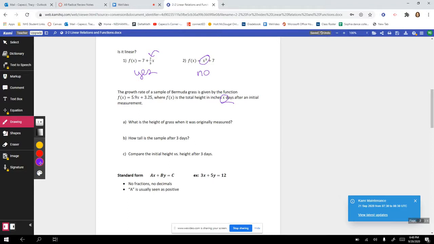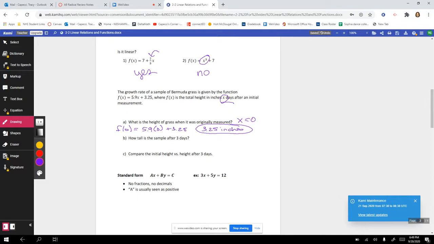Well, when it's originally measured, we know that x is equal to 0. No time has gone by. So that would be f of 0 is equal to 5.9 times 0 plus 3.25. When I do that, 3.25 inches is what it started at. So that's when it's originally measured.